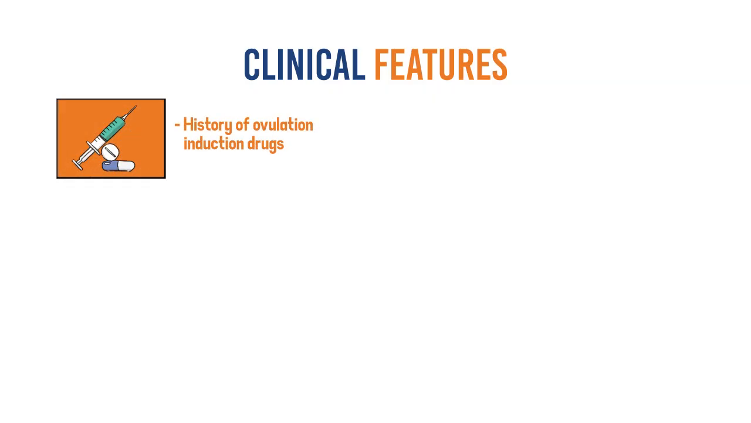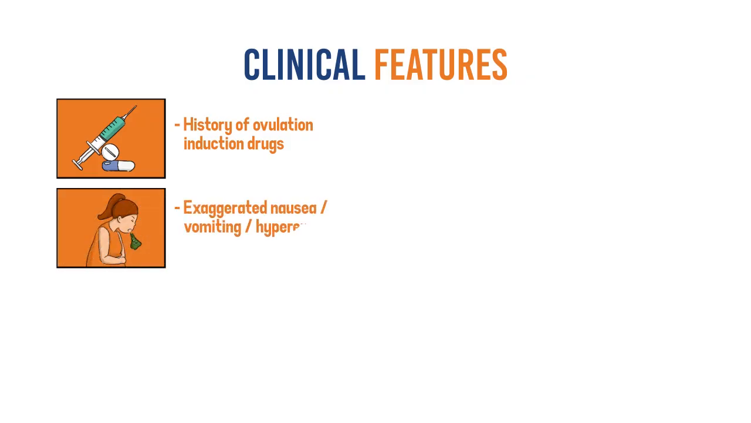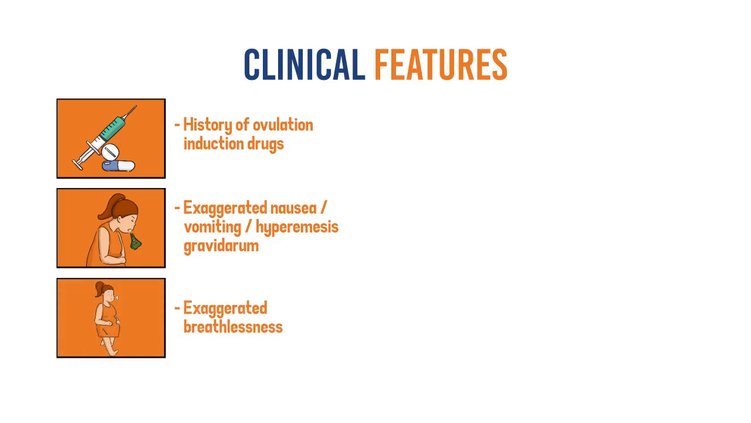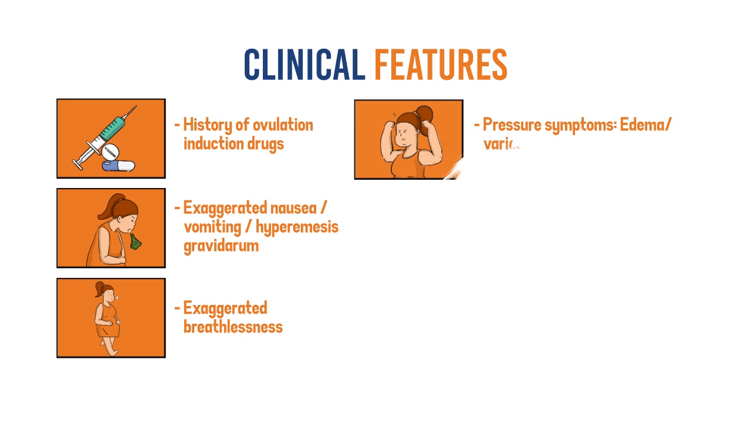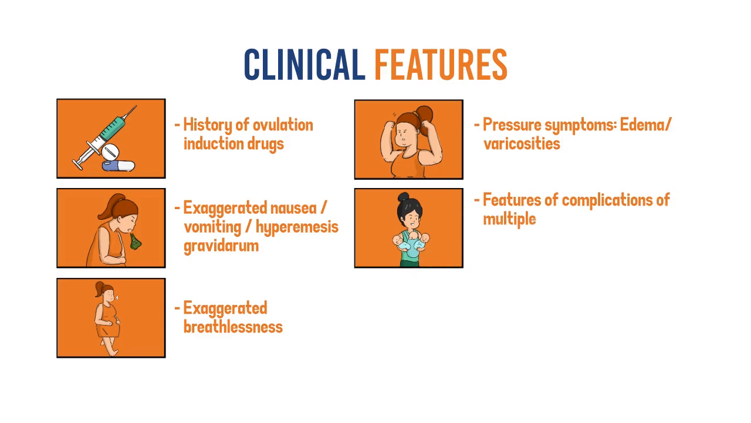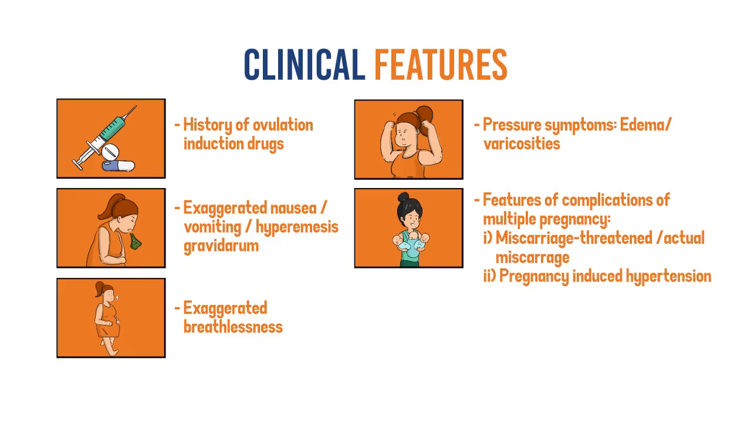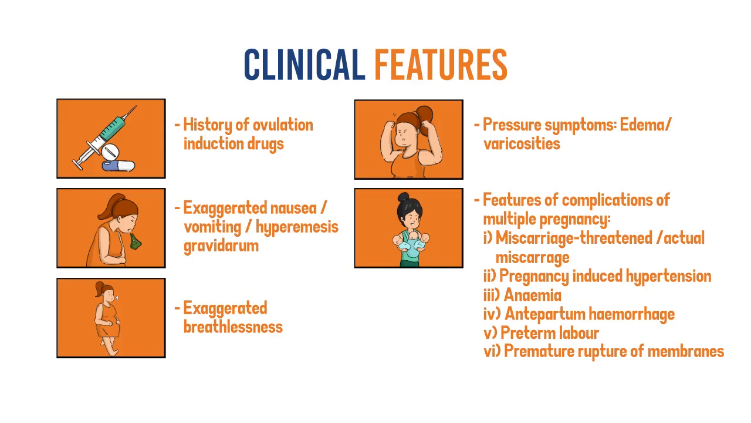Clinical features of multiple pregnancy may include the following. 1. History of taking ovulation induction drugs. 2. Exaggerated nausea, vomiting, or hyperemesis gravidarum. 3. Exaggerated breathlessness. 4. Pressure symptoms such as edema or varicosities. 5. Features of complications of multiple pregnancy such as threatened or actual miscarriage, pregnancy-induced hypertension, anemia, antepartum hemorrhage, preterm labor, or premature rupture of membranes.